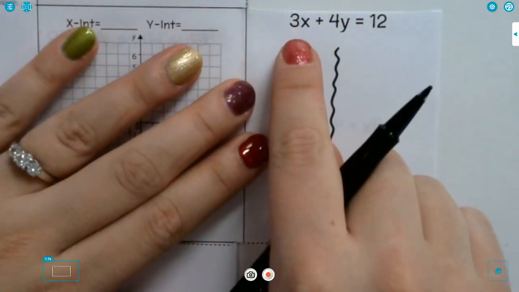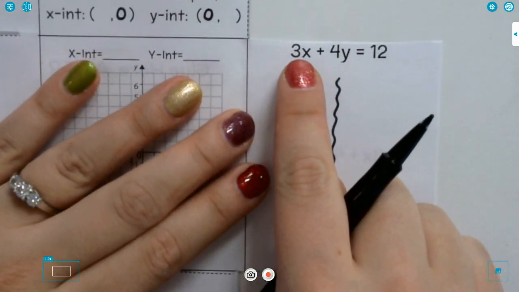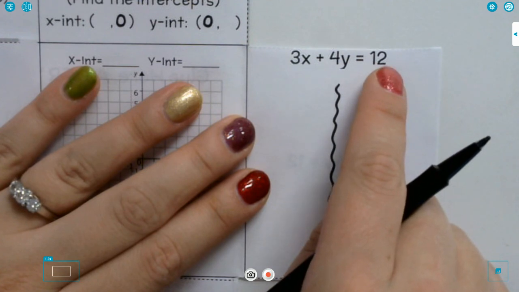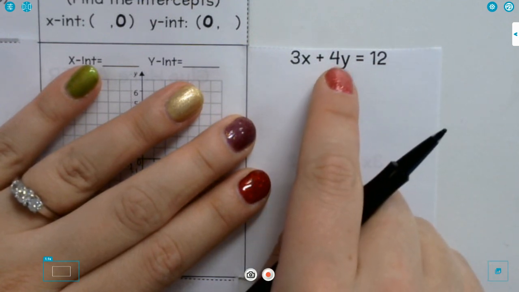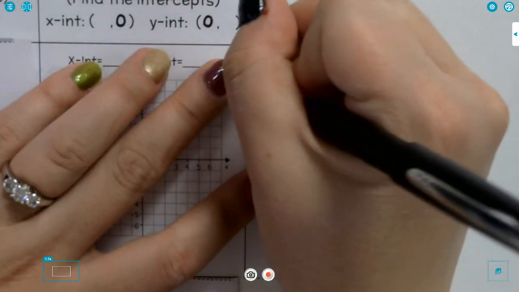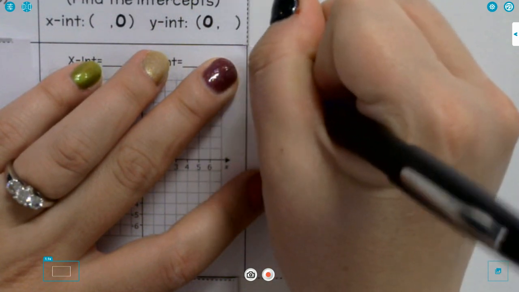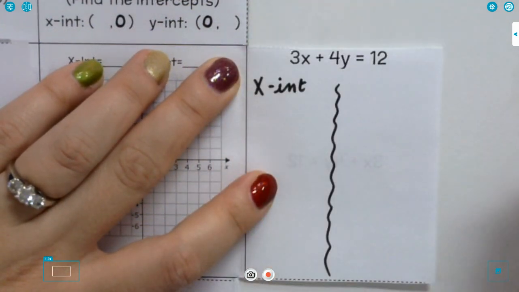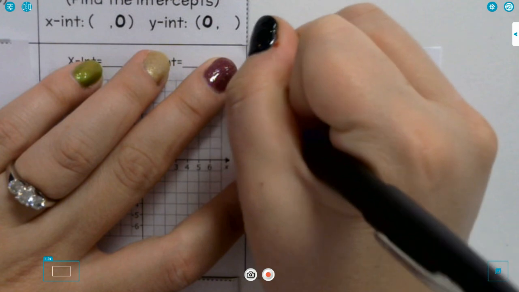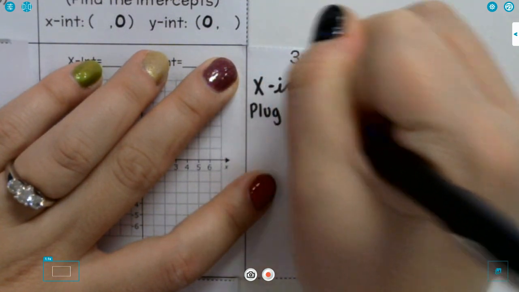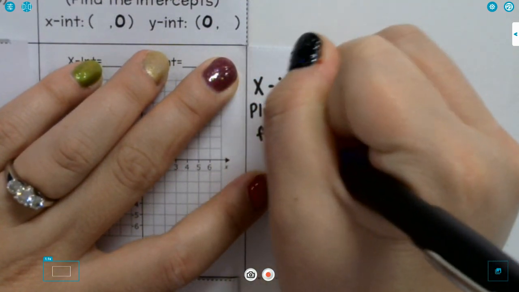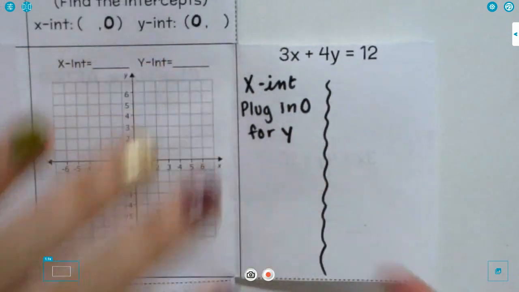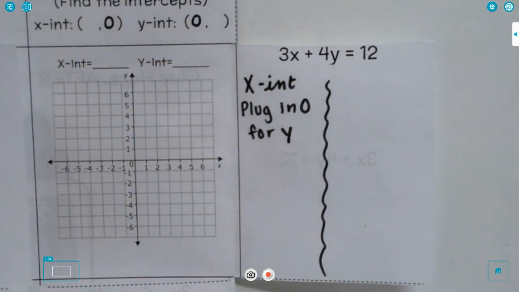So the first thing that I'm going to do is take this 3x plus 4y equals 12. I'm going to plug in 0 for y. So to find my x-intercept, I am going to plug in 0 for y. I'm writing it down just on this first one so we know what's happening.